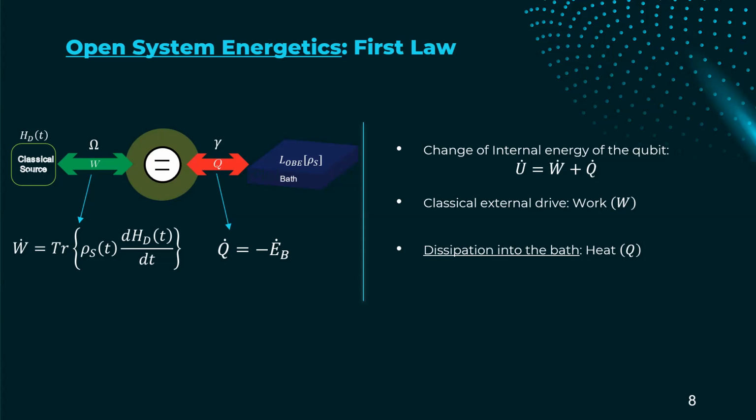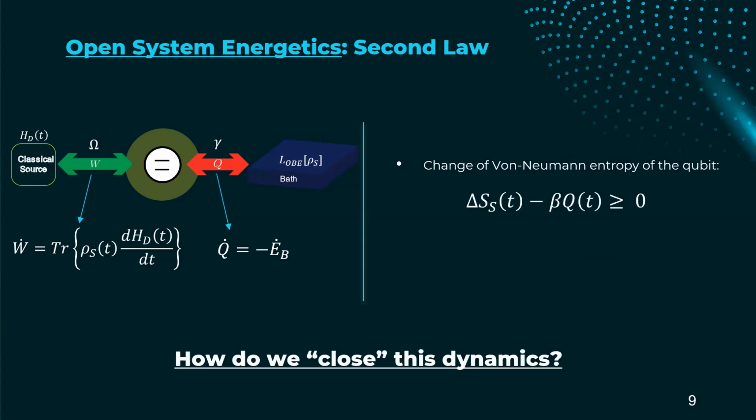And what defining heat this way does is that when you talk about the second law of thermodynamics, where you have the von Neumann entropy change of the qubit minus beta Q, this is like a Clausius form, which is greater than or equal to 0. This gives you the second law of thermodynamics, essentially. So now that this is, it's not too hard to understand this. I've described to you the energetics of open system approaches in essence.